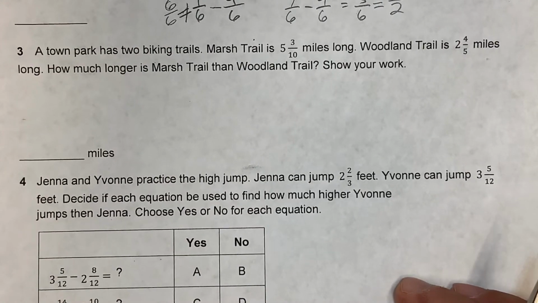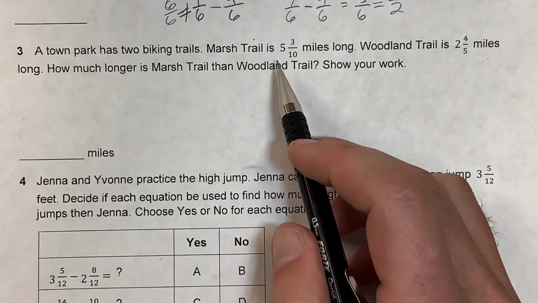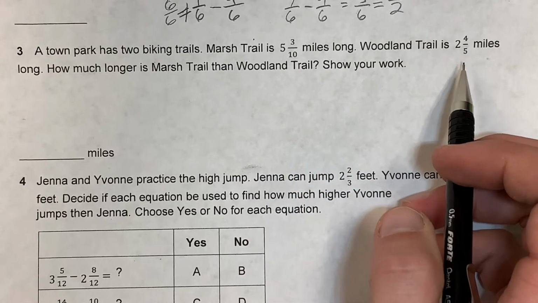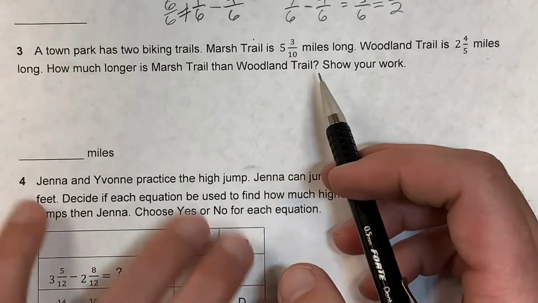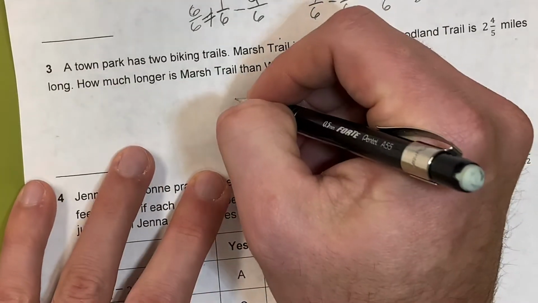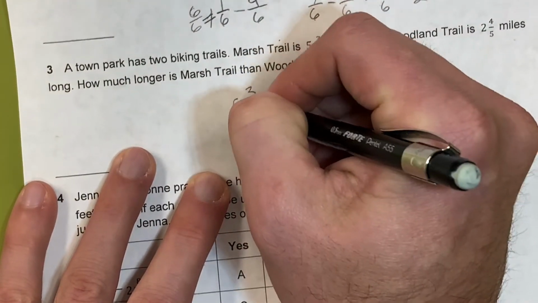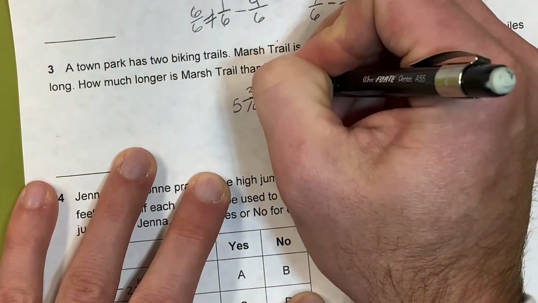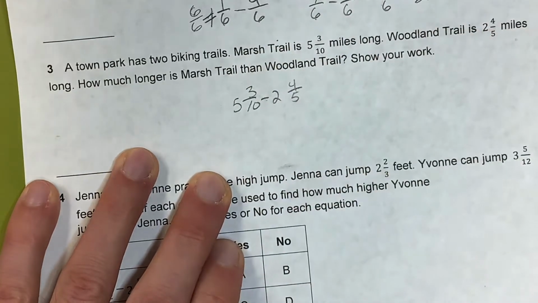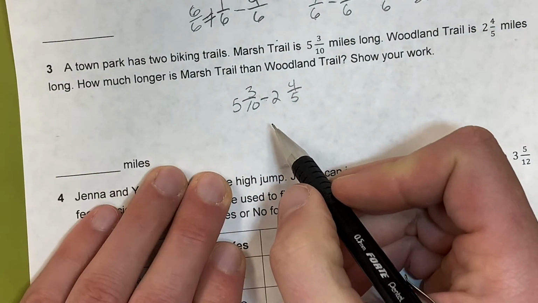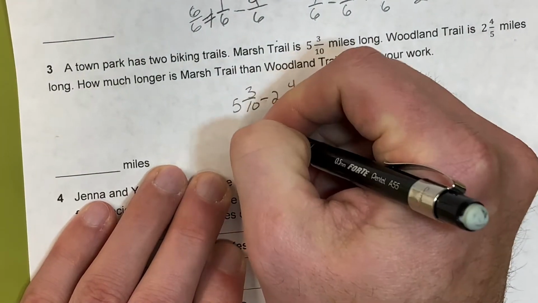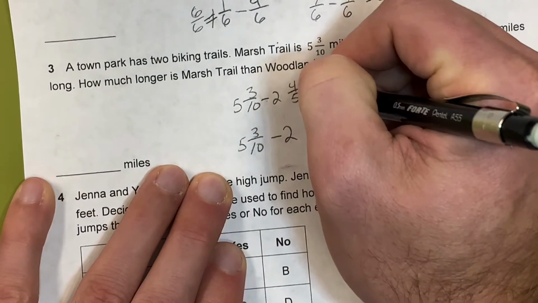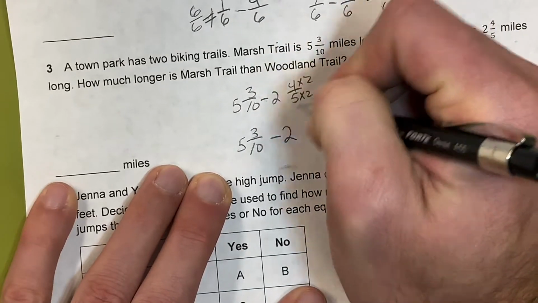The next one, 2 biking trails. The marsh trail is 5 3/10 miles long. The woodland trail is 2 4/5 miles long. How much longer? So we're going to take the 5 3/10 minus the 2 4/5. The common denominator is 10. So this one is perfectly fine for now. The whole number's fine. Multiply this one by 2 to get my denominator as a 10.